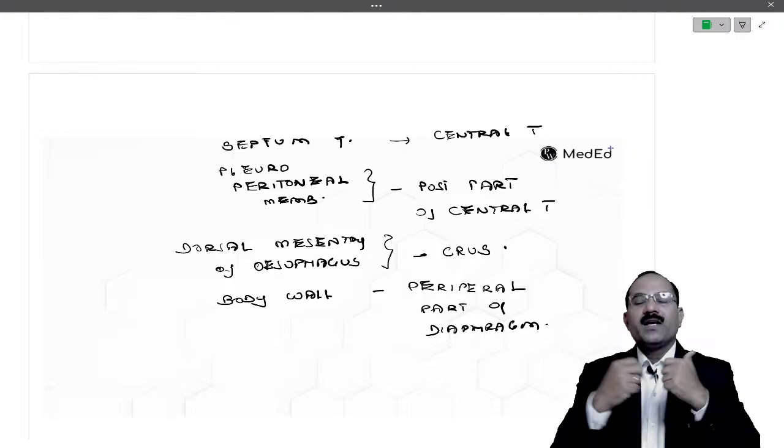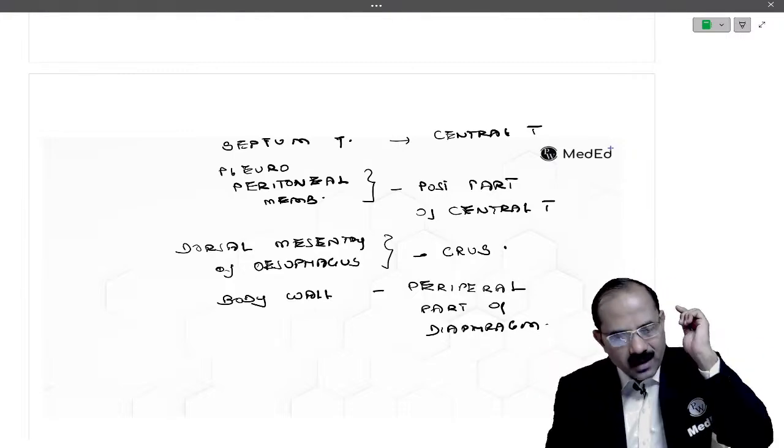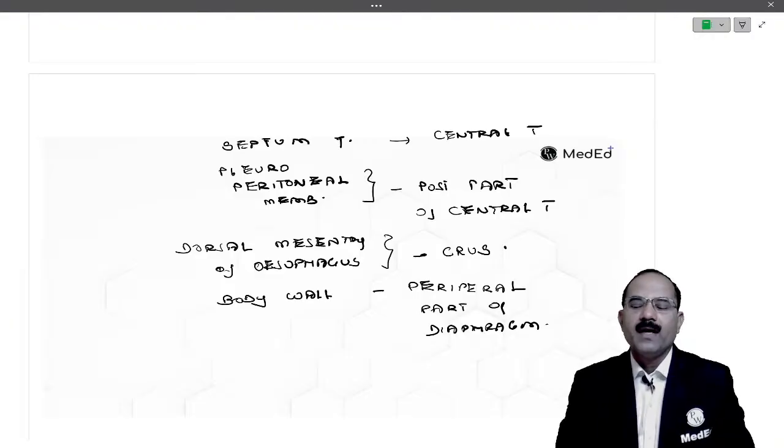The muscles of the diaphragm are derived from... That's another very important MCQ. Bacho, can anyone answer this?